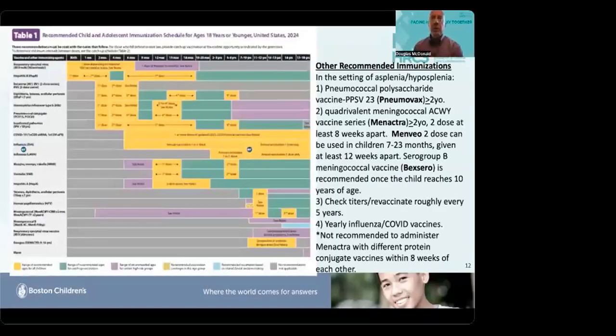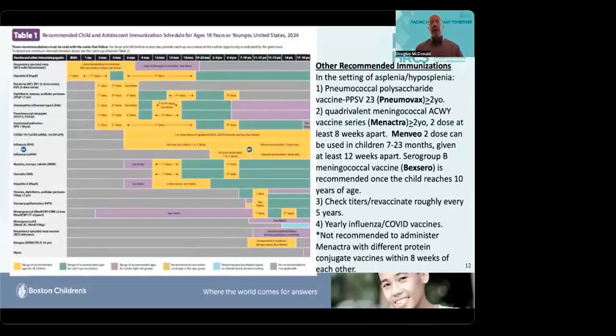So a critical aspect of our management of these patients and keeping them safe from overwhelming infections is adherence to routine childhood immunizations, which is shown on the left here. And this will include immunization against strep pneumococcus as well as Haemophilus influenzae B.